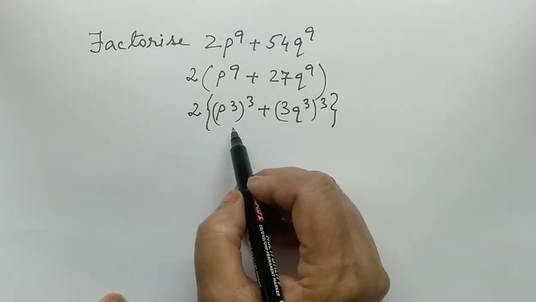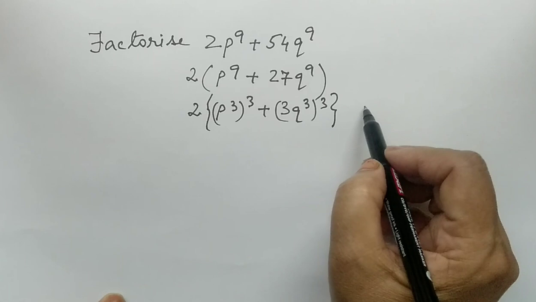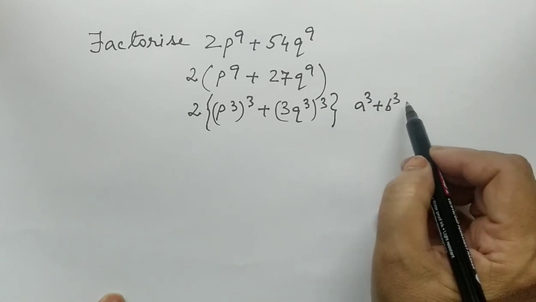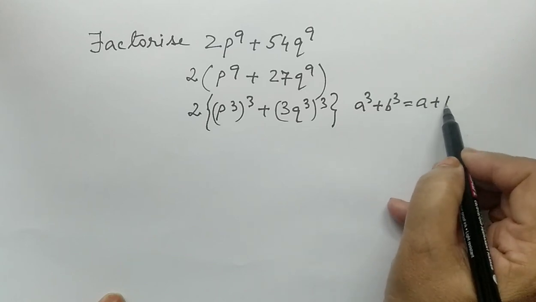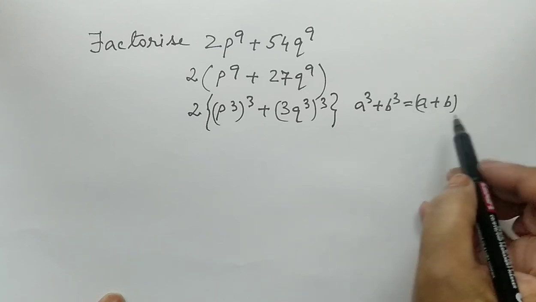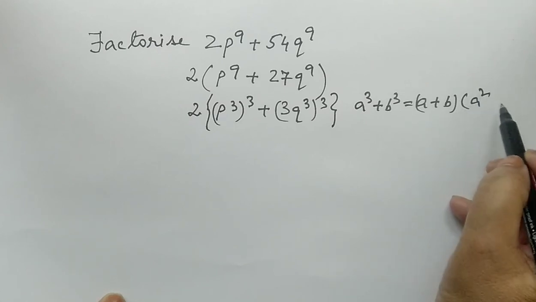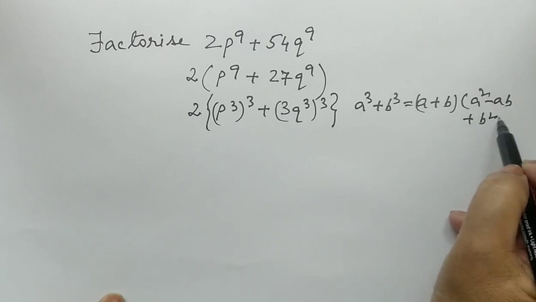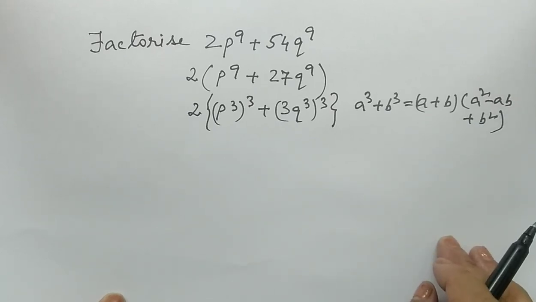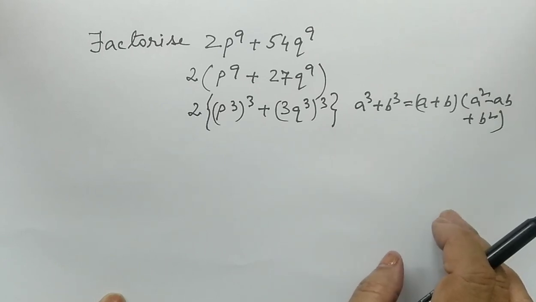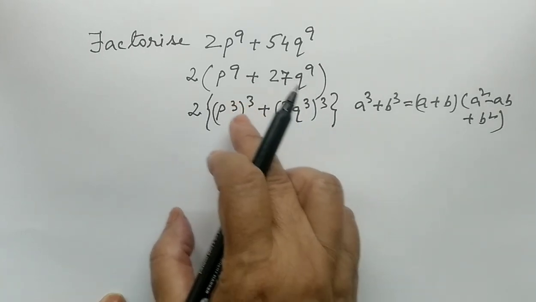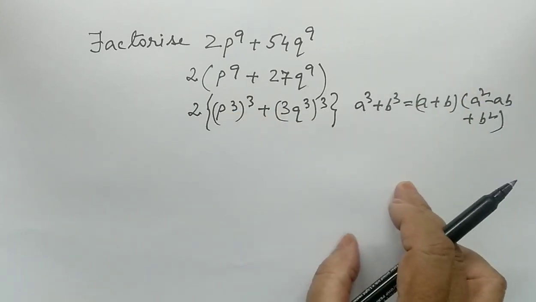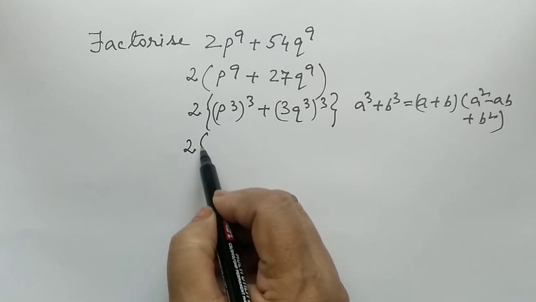Next, this reminds us of the identity of factorization a cube plus b cube, which is equal to a plus b and a square minus ab plus b square. Alright, so this is how it goes. So can we not convert this cube and this cube in this manner? Of course we can. So we have 2 here.